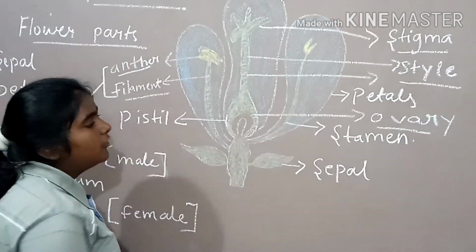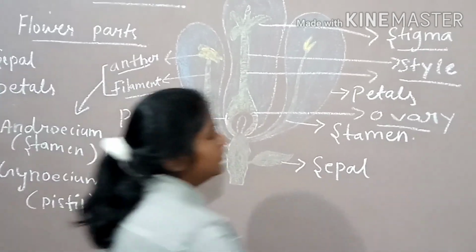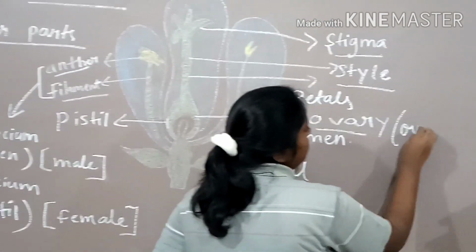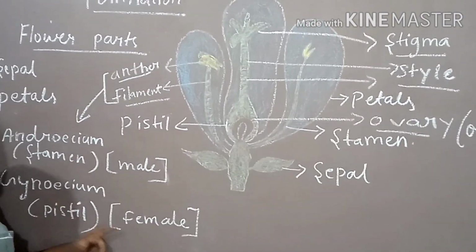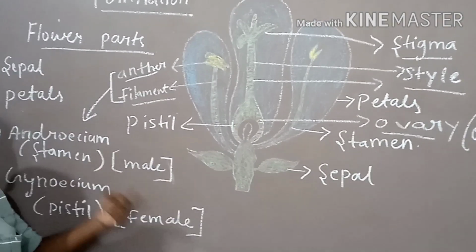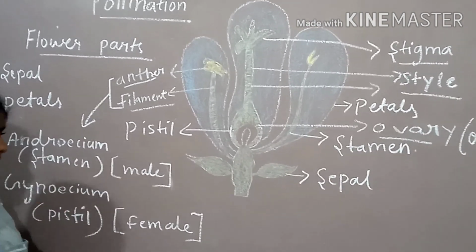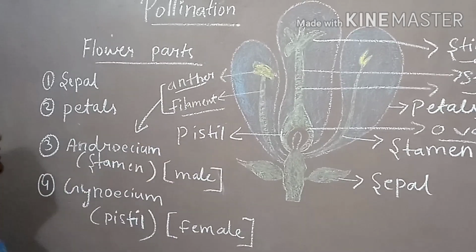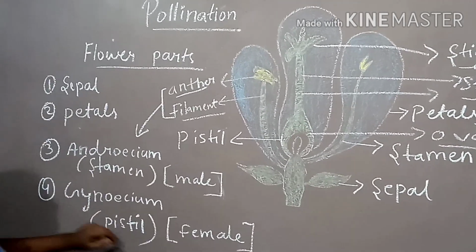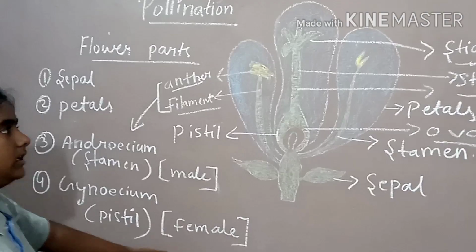And inside the ovary there are ovules present. When the flower turns into fruit, the ovules turn into seeds. Now, these are all the parts of a flower. But what is pollination? Let us learn about pollination.